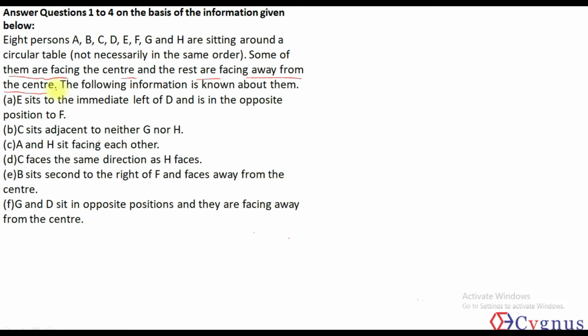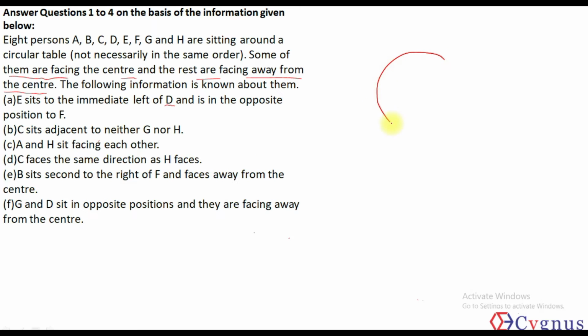Okay, so this is the most important line here, because if you don't know the direction of facing, in that case you won't be able to find the left or right of that particular person. The following information is known about them. E sits to the immediate left of D and is in the opposite position to F. I don't know where D is facing, towards the center or away from the center, so I cannot use this clue right now. C sits adjacent to neither G nor H. I cannot use this clue. A and H sit facing each other. Fine. So if they are sitting facing each other, that means both of them are facing towards the center.